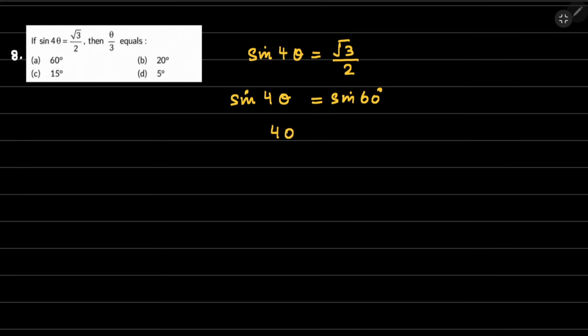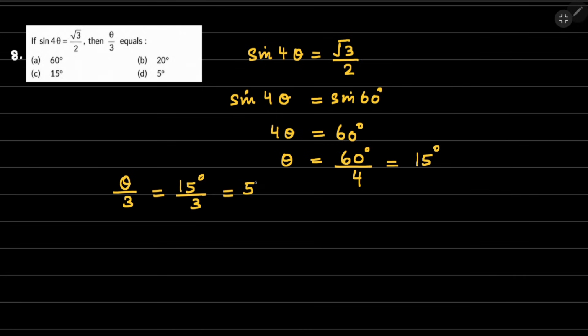On comparing, you get 4 theta is equal to 60 and theta is nothing but 60 by 4. So you have 15. Theta is equal to 15. So what is theta by 3 equal to? 15 by 3, which is 5 degree. Option number D is the correct answer. Let's move on to the next question.